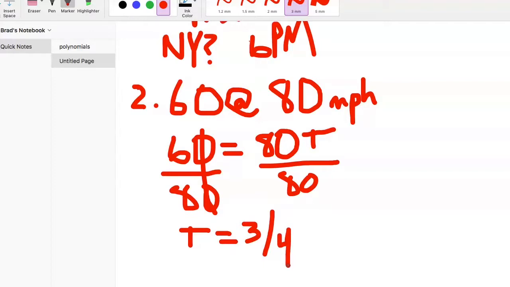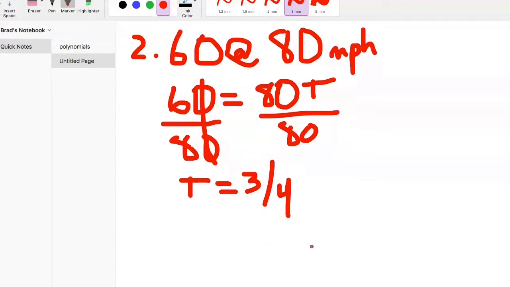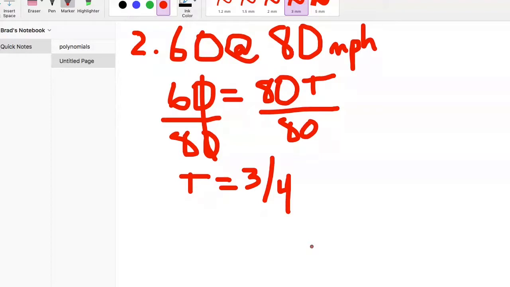So what does that mean, right? Does that mean 3/4 of a minute? No, that's of course not, right? And so that means t equals 3/4 of an hour, right? And so to be able to figure out, you might be able to eyeball that and know that 3/4 of an hour is 45 minutes. If that's not clear, that's okay.